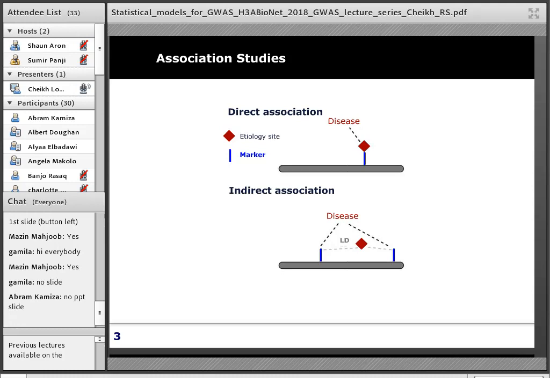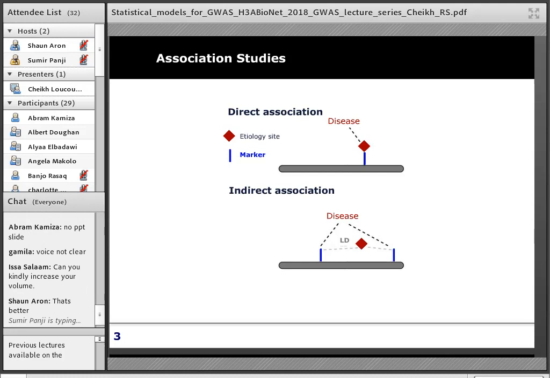Okay, sorry, the voice is not clear, so we try to talk directly without the earphone. So is it better, Gamila? Yeah, that's better. So I can speak directly like that.